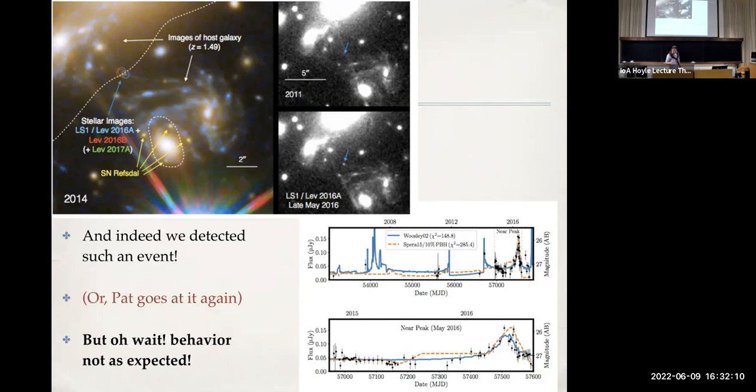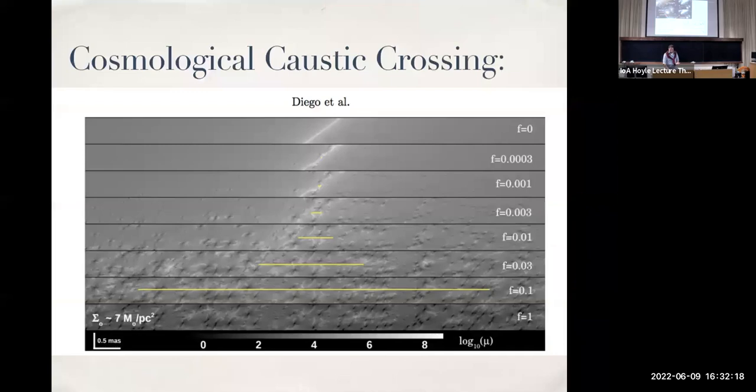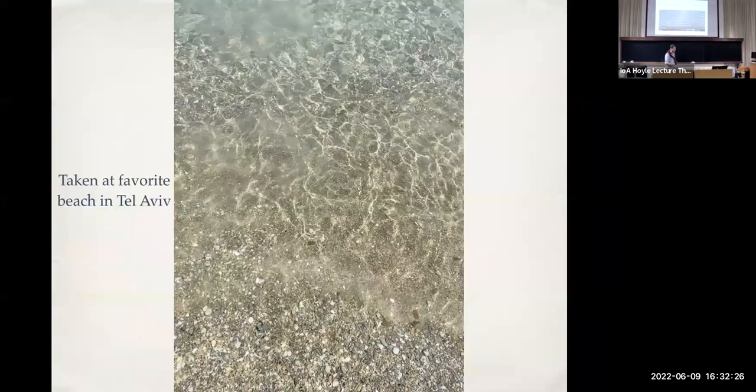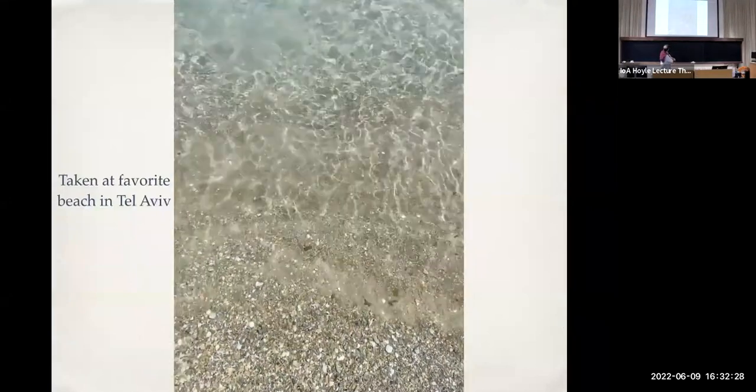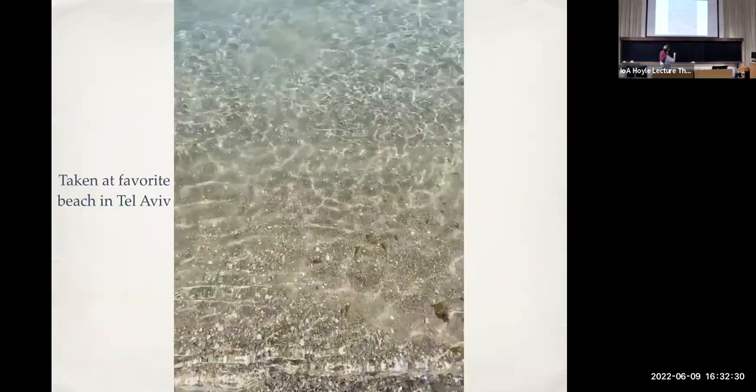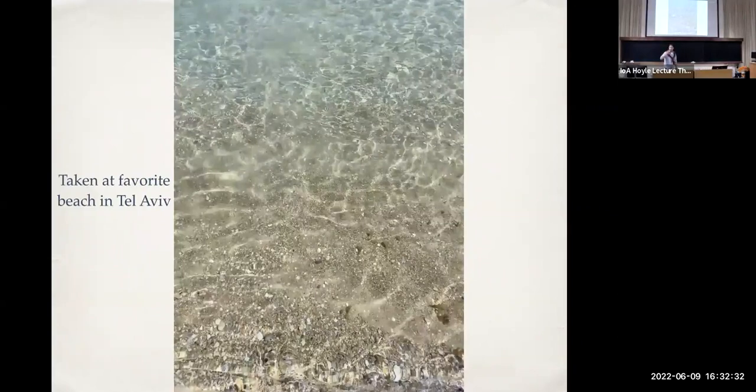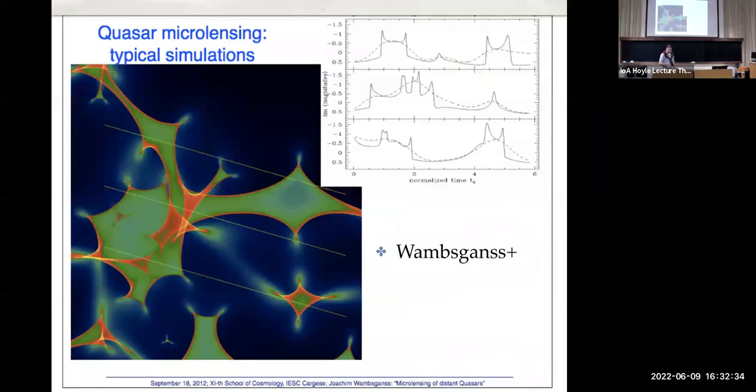But wait, that's not the end of the story. Look at the light curve. It doesn't look like the one I showed you from Jordi, right? It's completely different. Why? Because the lens is filled with stars, right? So it must be prone to microlensing. It's inevitable. So basically, this is a shot I took at my favorite beach. The caustic is smooth, right? So we should see fluctuation as they swipe across the source.